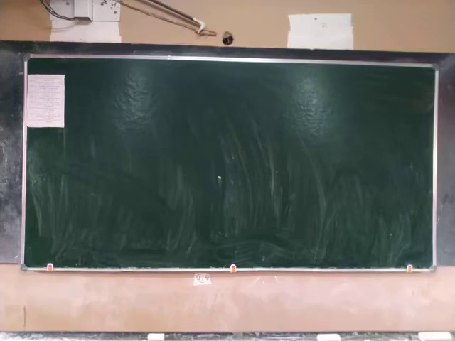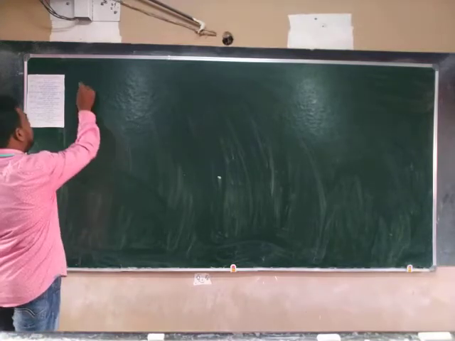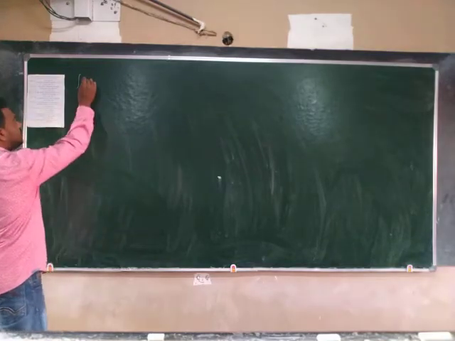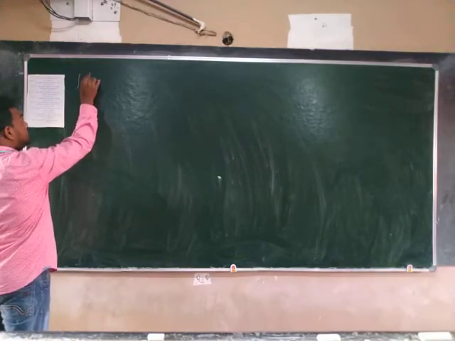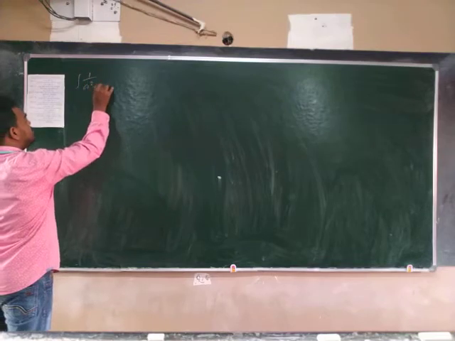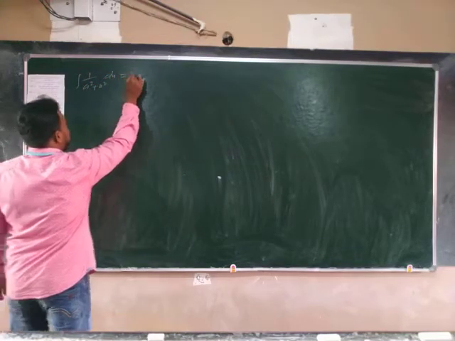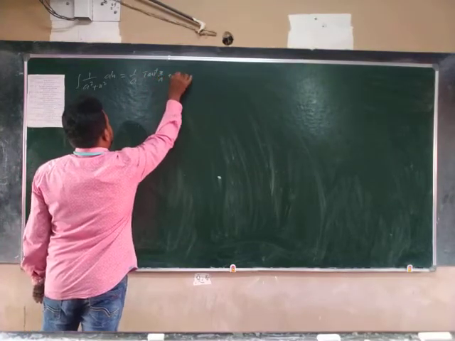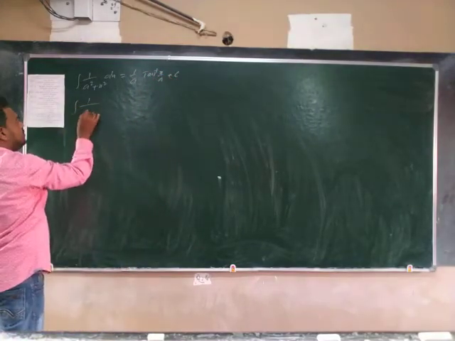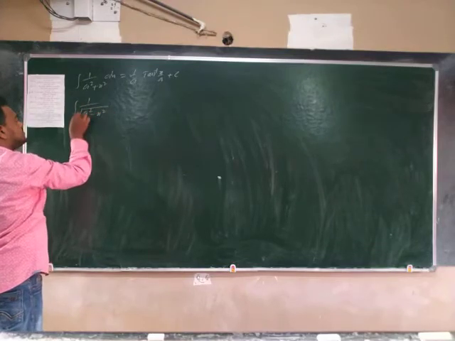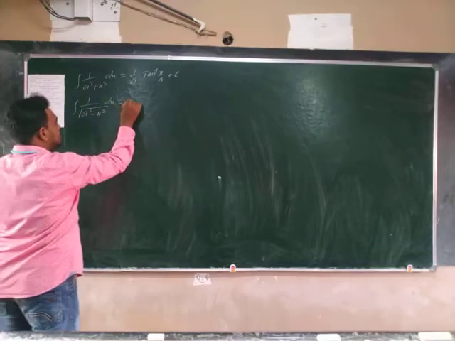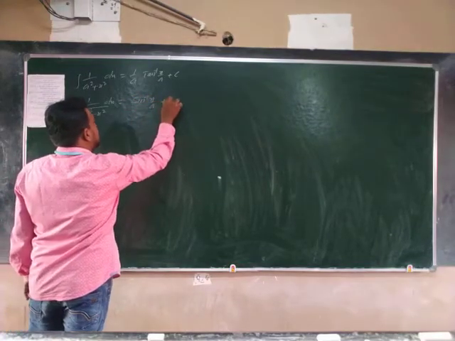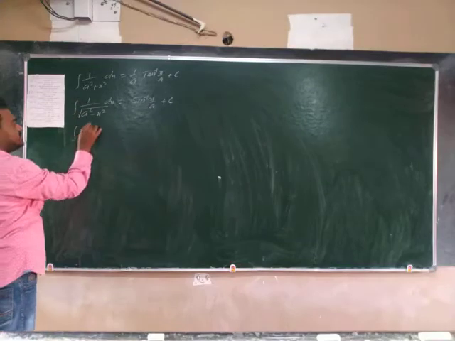Next, integration of 1 by a square plus x square dx is equal to 1 by a into tan inverse of x by a plus c. Integration of 1 by under root of a square minus x square dx is equal to sin inverse of x by a plus c, or minus cos inverse of x by a plus c.